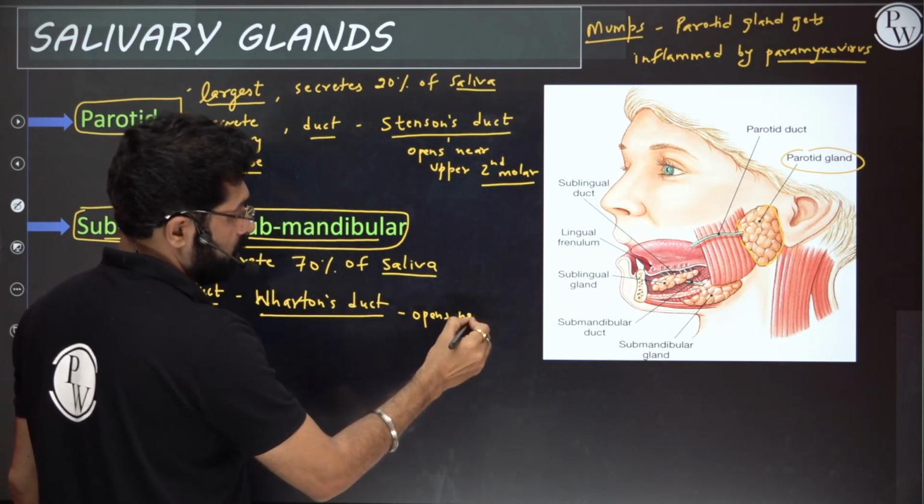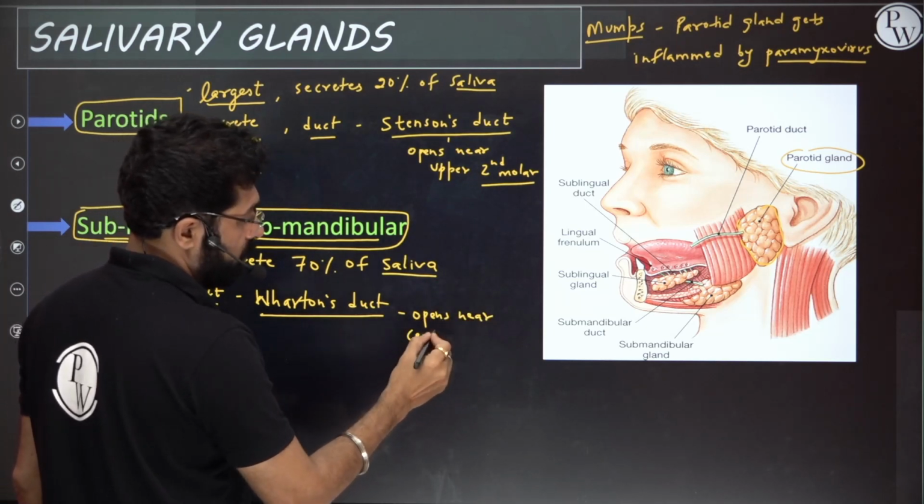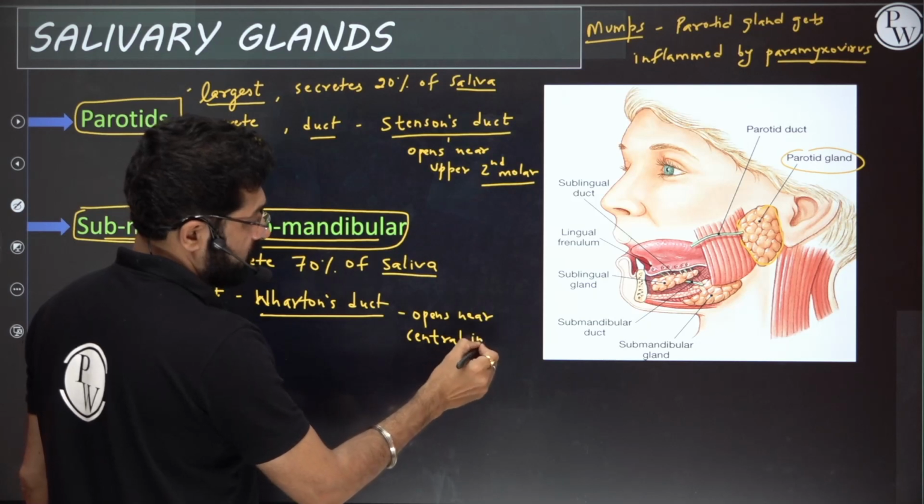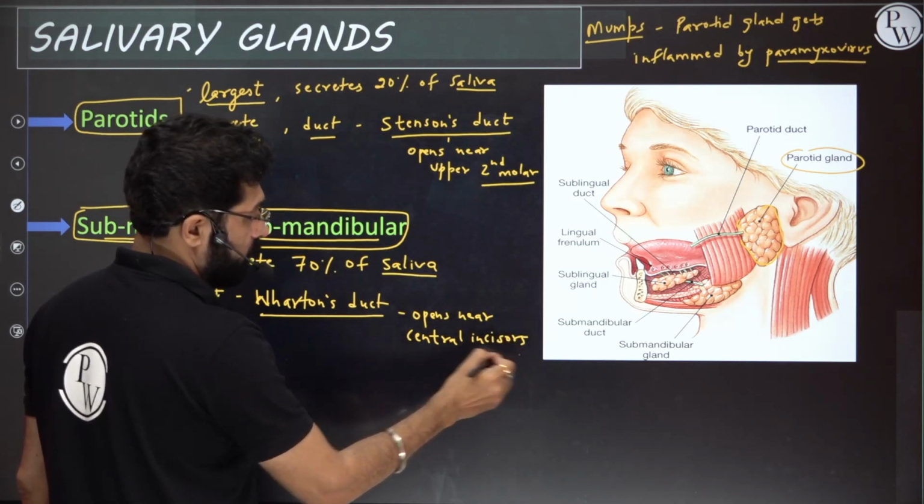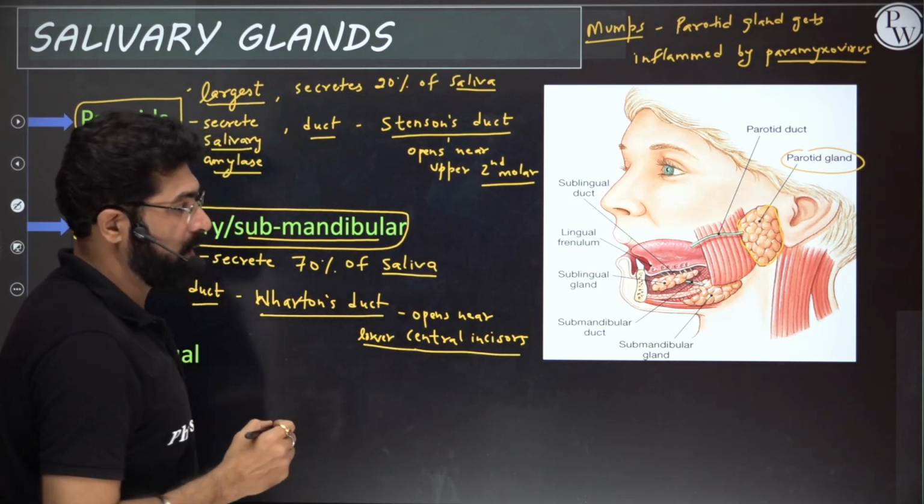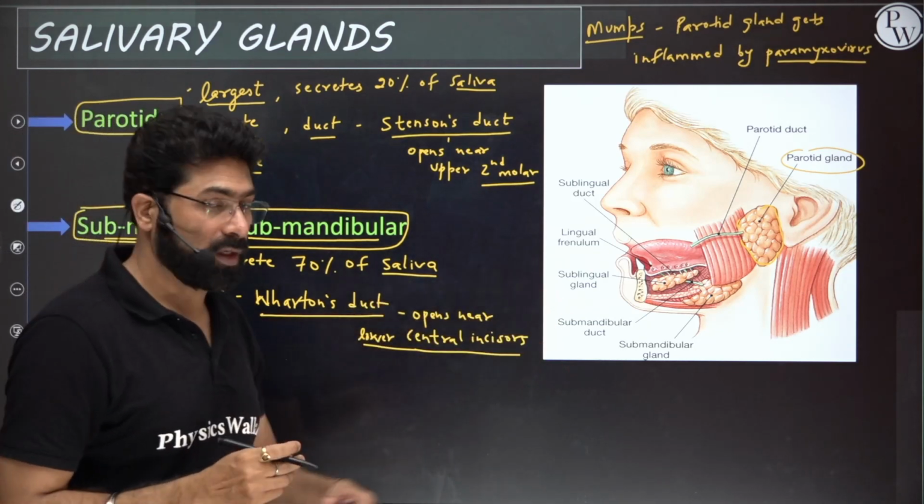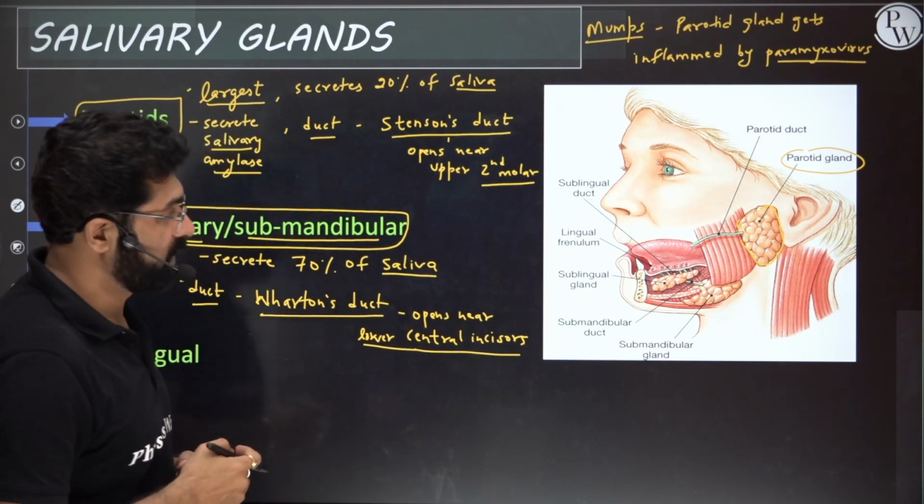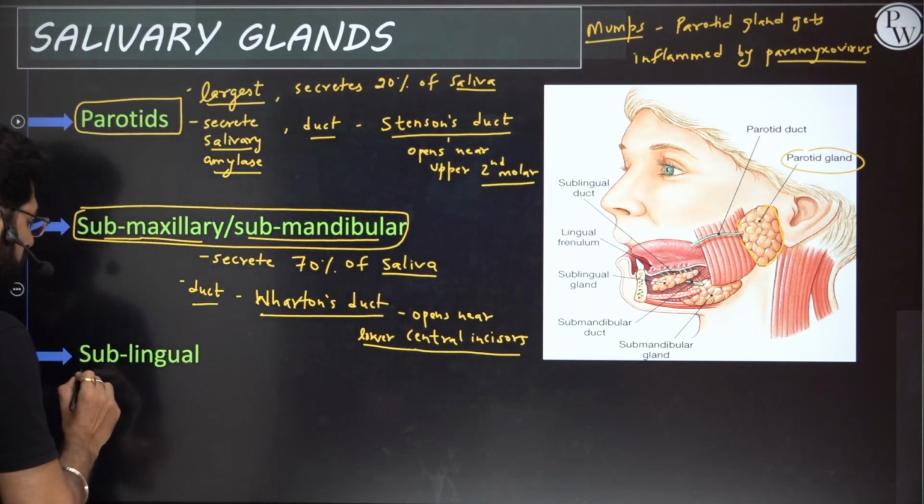Which one, upper or lower central incisor? It will be the lower central incisors. Okay. Sublingual.